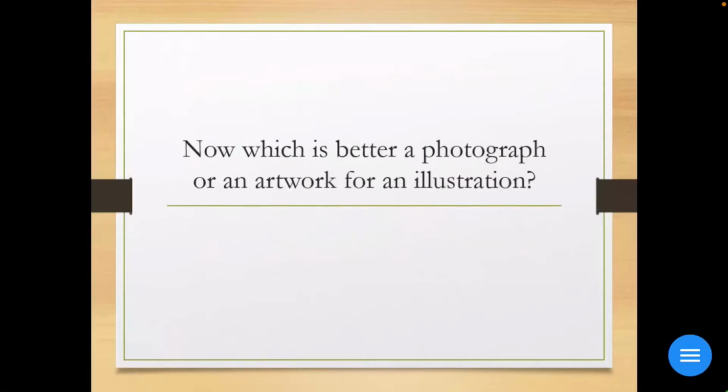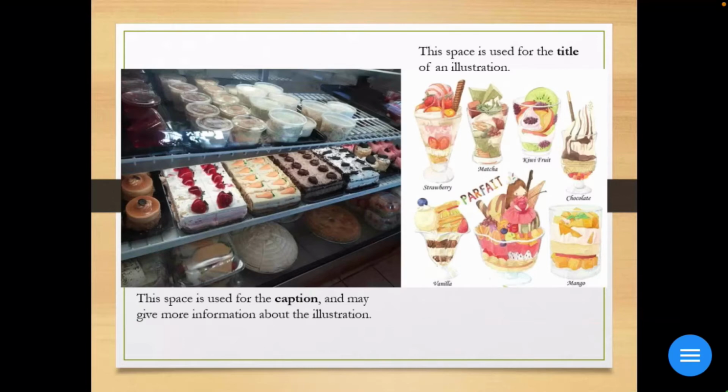Now we're going to look at which is better for an illustration. Is it a photograph or an artwork, or could it be both? Let's say you're reading a story about a bakery, and one of the questions that they ask you after reading that story is, does the bakery serve parfait? Looking at the photograph, you might not know for sure if any of these are parfait, but the drawing illustration on the right actually says parfait. The next question may say, does the bakery serve strawberry parfait? And you can see that the illustration on the right would again be better.